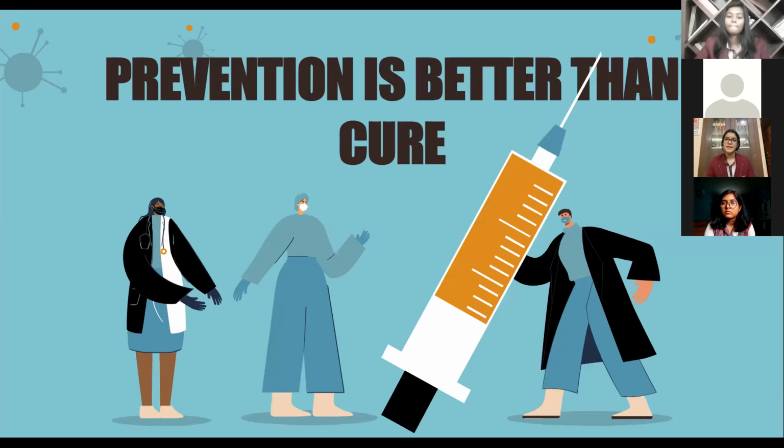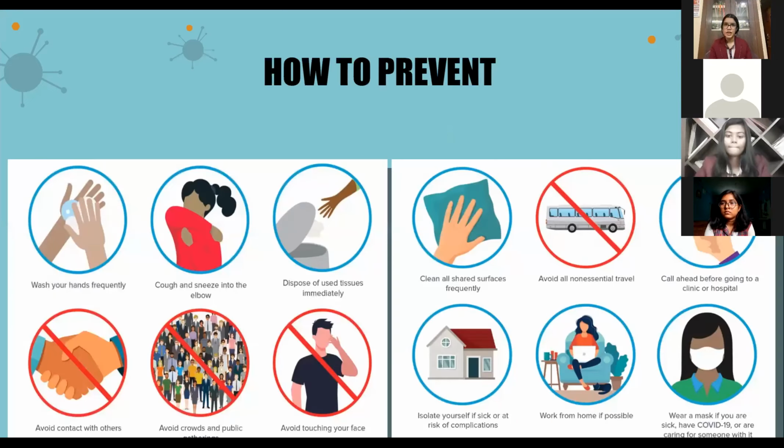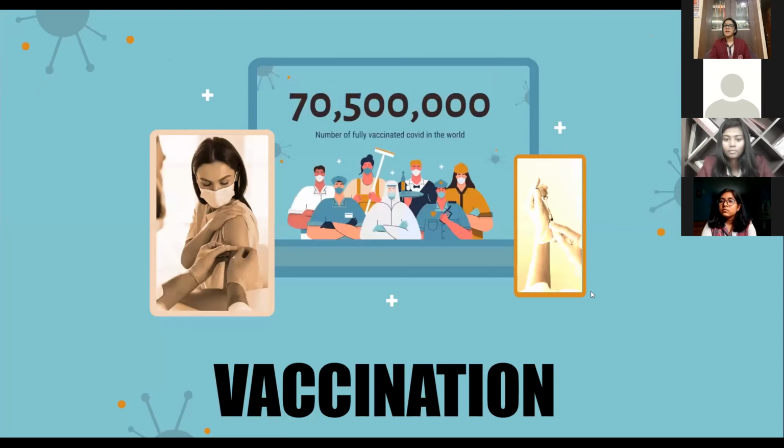Prevention is better than cure. On your screen are some preventive measures that you must take to keep yourself at a safe distance from this horrendous disease. Finally, isn't this exactly what we said when we got the news of the rolling out of the vaccines? We did. And now, look at the number on your screen. More than 70 million people have been fully vaccinated.